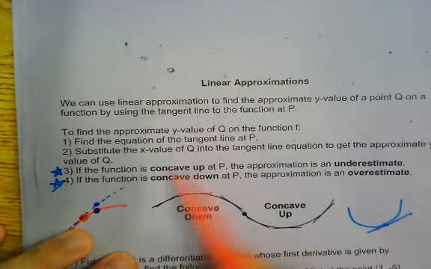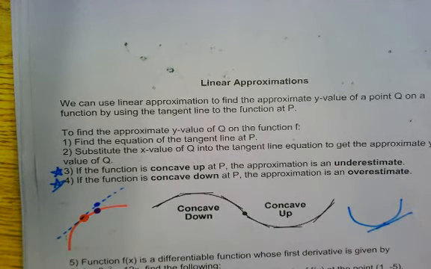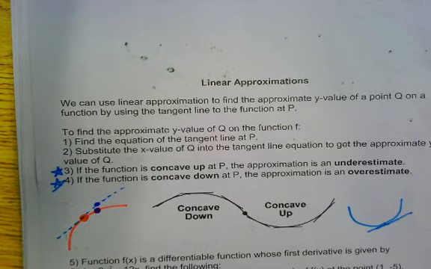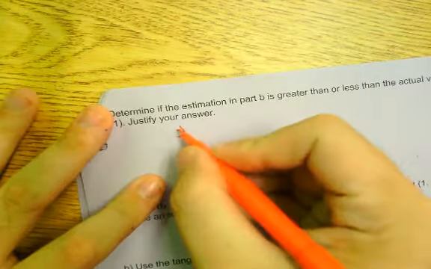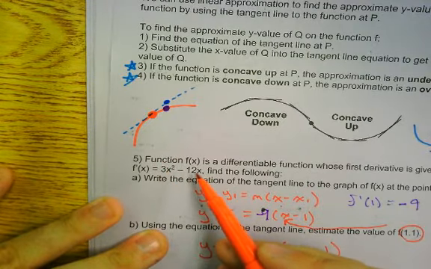Justifying the answer would be concave up, underestimate. Concave down, overestimate. Those are the only words I'd ever use. So concave up equals underestimate, that's it? Yeah, actually I can go through it. When I said that we don't know enough information, actually I kind of lied. Don't we know the second derivative? If I'm given the first derivative is 3x squared minus 12x, it's 6x minus 12.